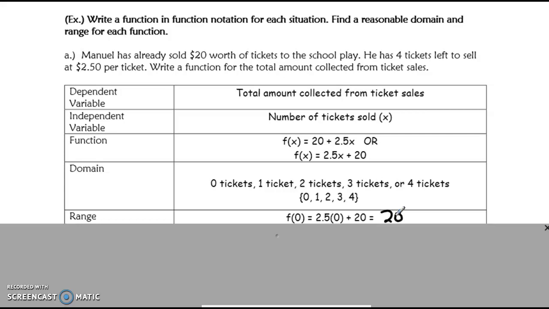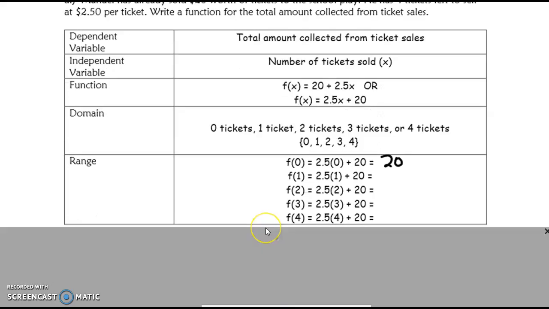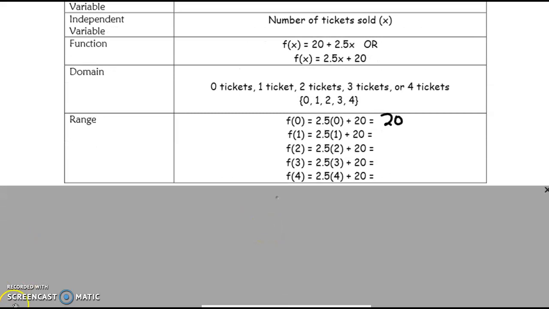So now we need to plug in, what's another input that we could have? Well, let's go in order. Yes, 4. But then we would also have to do 3, 2, and 1. So let's go in order. I want you to evaluate all of those. F of 1, 2, 3, and 4. Plug that into the function and let's see what we get for each one of those. And that will help us define our range. So there are the values when we plug in 0, 1, 2, 3, and 4.